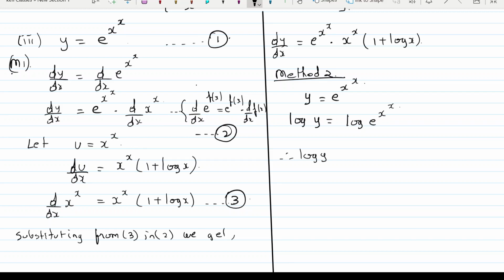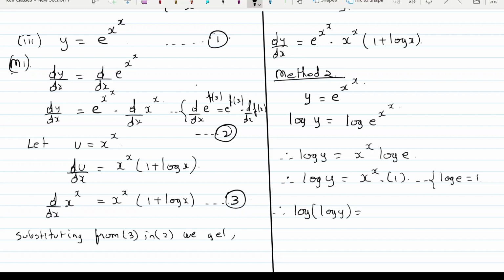Therefore log y is equal to x raised to x log e, and log e is always 1 in calculus. So log y is equal to x raised to x into 1. Reason, log e is 1. So now see, this is log y is x raised to x. For this we need to take log again, because we have to find x raised to x. So it's log of log y is equal to log of x raised to x. Can you see it? It's not coming in the middle, okay.